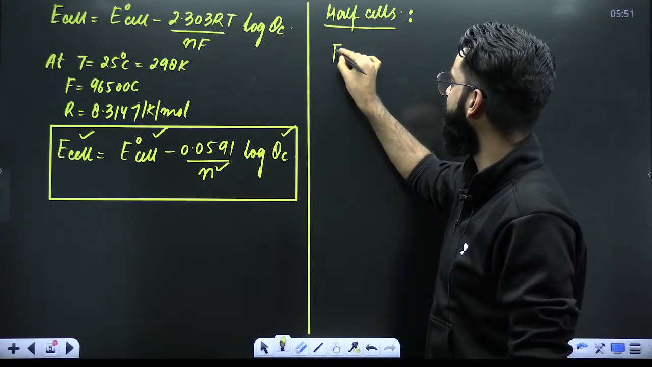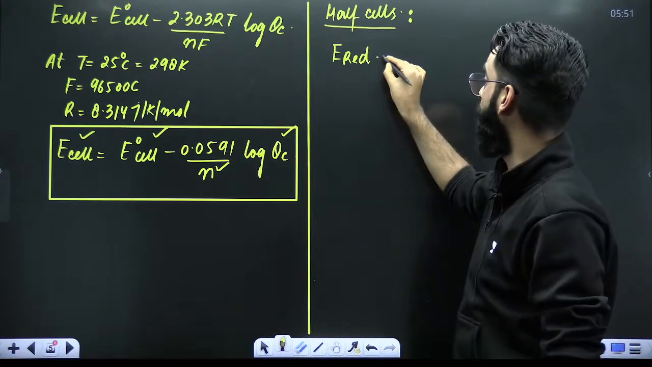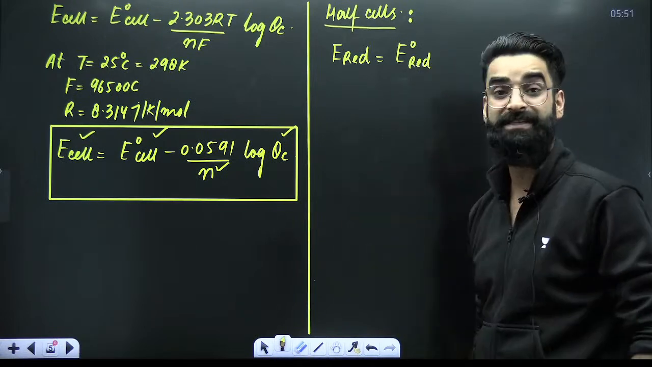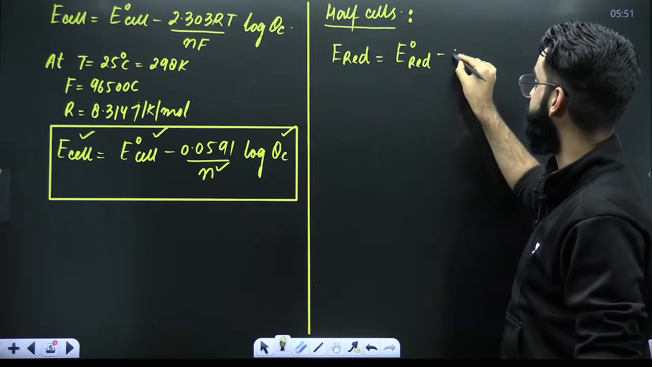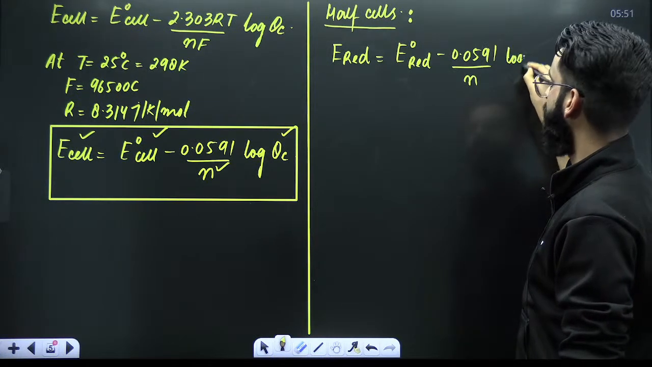You'll write E RED, which represents the reduction potential of the half cell, is equal to E naught RED. E naught RED means the standard reduction potential of the same electrode, right? Minus 0.0591 divided by N. And then it's going to be log of what?